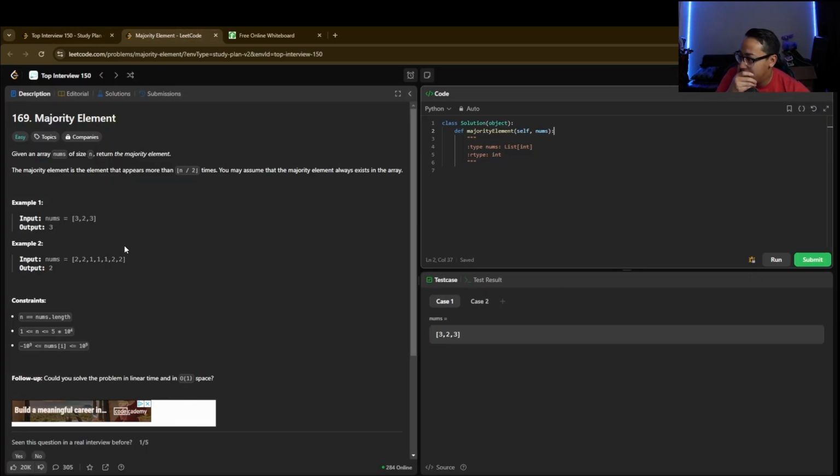All right, so majority element. Given an array nums of size n, return the majority element. The majority element is the element that appears more than n divided by 2 times. You may assume that the majority element always exists in the array. All right, so seems easy enough, I guess. So we have 3, 2, and 3. Majority element being 3. So essentially majority element means it appears more than the length divided by 2.